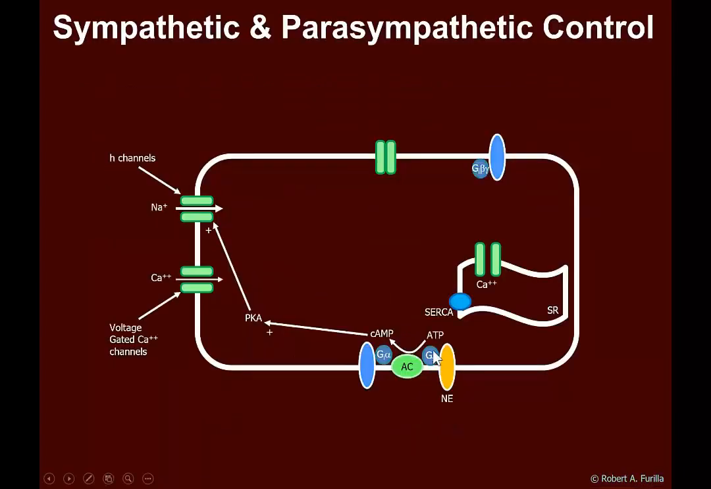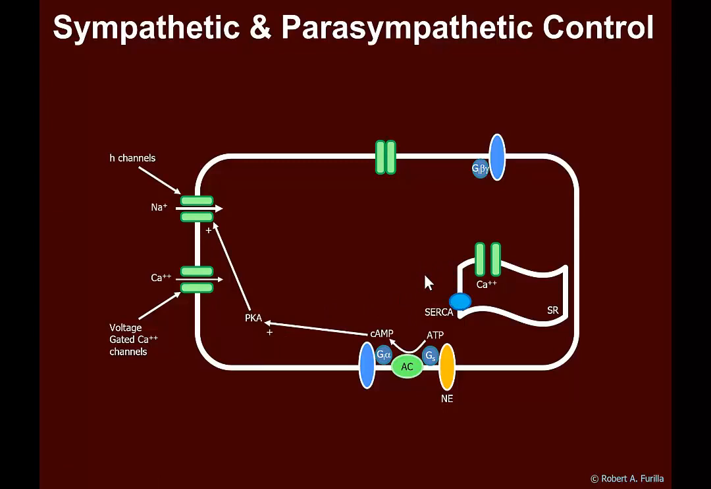Norepinephrine stimulates a G protein, in this case Gs, which activates adenylate cyclase, causing ATP to become cyclic AMP. Cyclic AMP activates protein kinase A. Protein kinase A then phosphorylates sodium channels, opening up these sodium channels, or holding them open for a longer period. It also affects calcium channels, but I'm not going to talk about these calcium channels or the sarcoplasmic reticulum, just talking about rate.